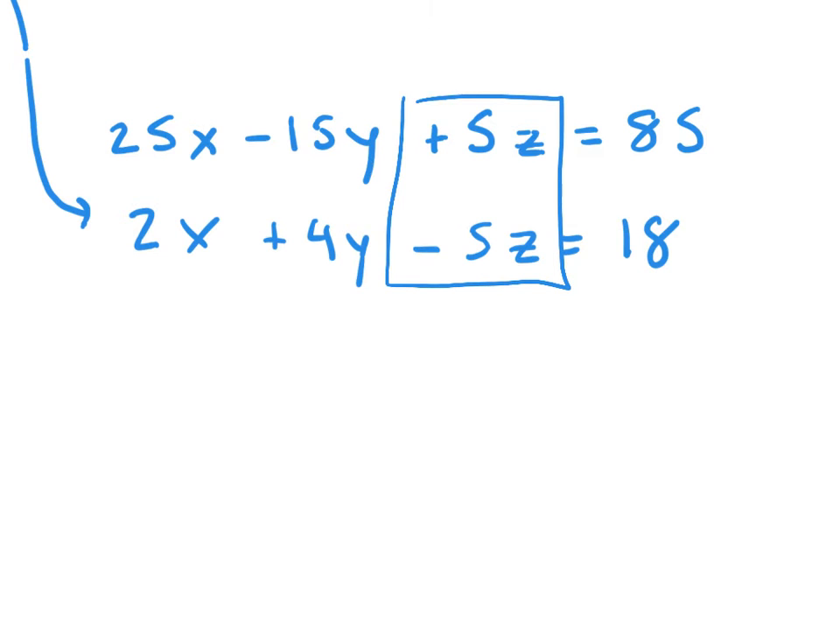What's 25x plus 2x? 27x. What's negative 15y plus 4y? Negative 11y. What happens to our z's? Cancels out. What's 85 plus 18? 103.